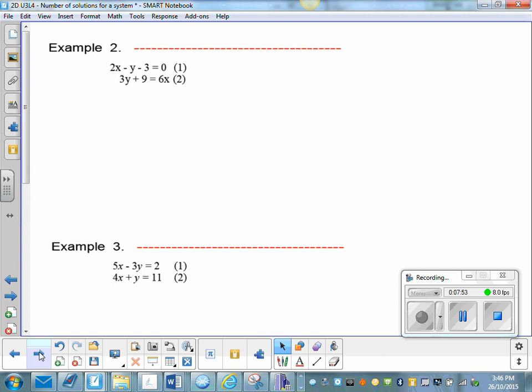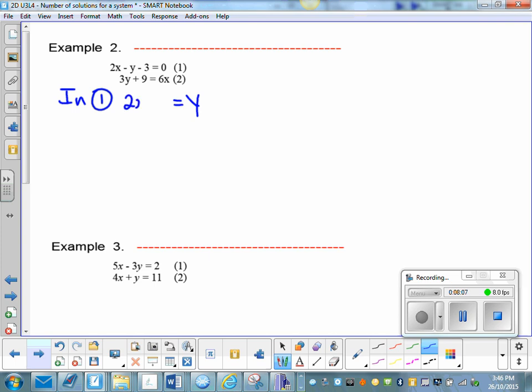Let's take a look at another example here. We'll solve it by substitution and see what happens. So in equation 1, if I move the minus y to the other side of the equation, it's now going to look like y is equal to 2x minus 3. I'll call that equation 3. And now I'm going to sub that equation into the other equation that I haven't worked with yet.